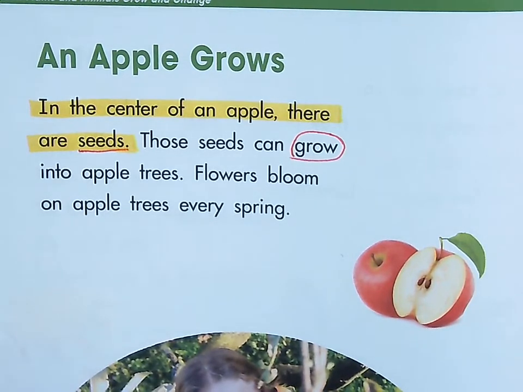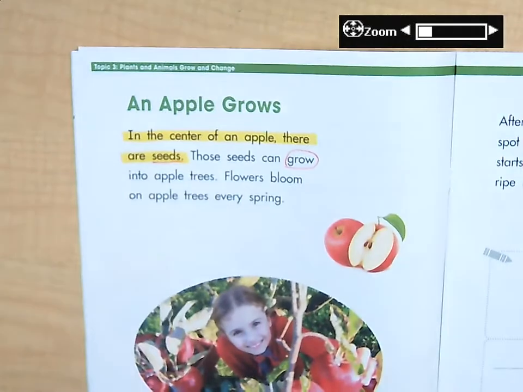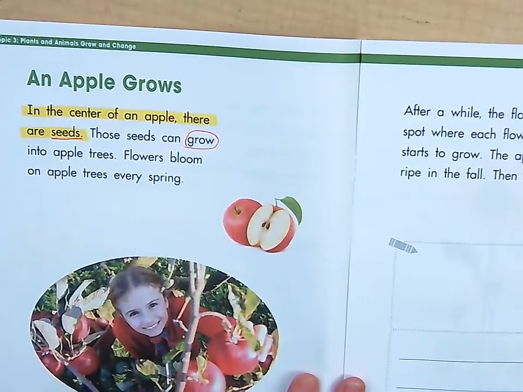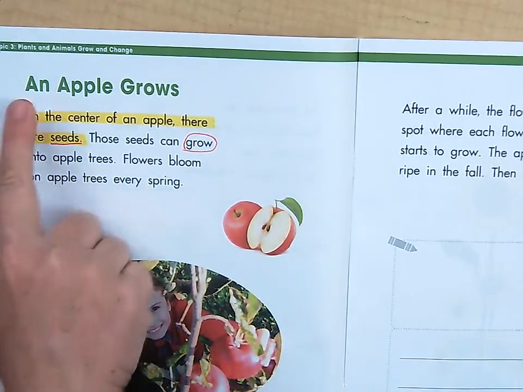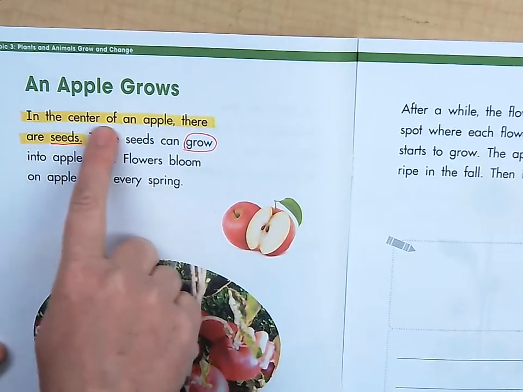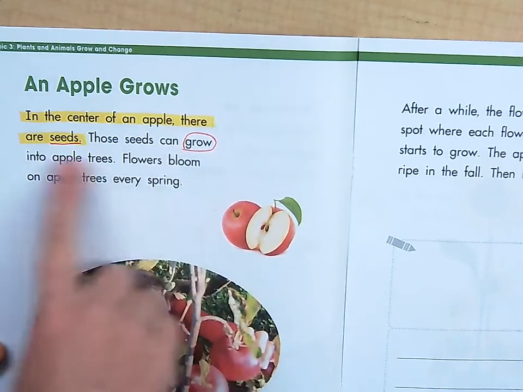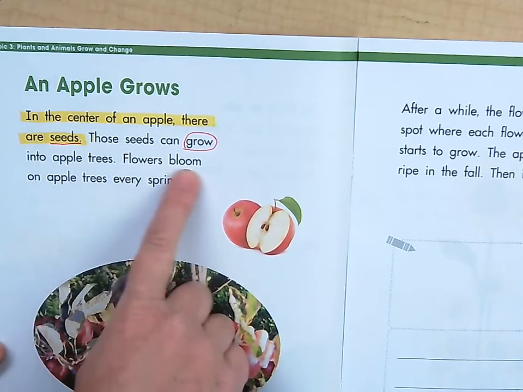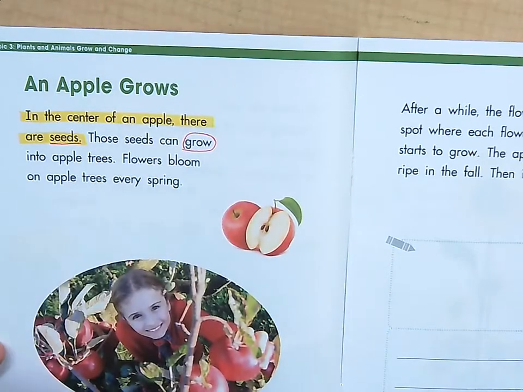The last instruction at the bottom of the page says put a star next to an important detail in the text. Well, this story is called An Apple Grows. So that's what our topic is. And which part of the story do you feel like is an important part, an important detail? Let's read the story one more time. An apple grows. In the center of an apple, there are seeds. Those seeds can grow into apple trees. Flowers bloom on apple trees every spring. Is there something here that you think is important?